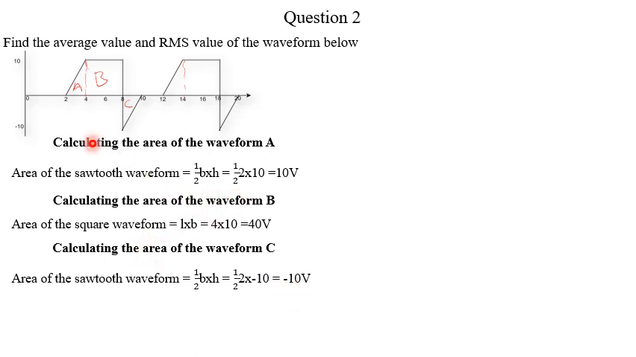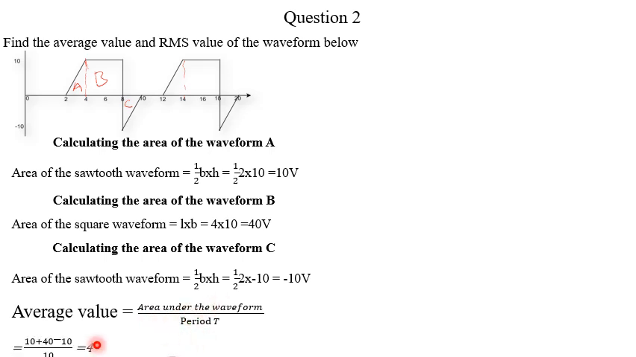To now find the total area of this waveform, you add areas A, B, and C to get our total. The average value is the area under the waveform over the period. So the area under the waveform becomes 10 plus 40 minus 10, all over 10, because this is where the total waveform ends. It started at 2 and is ending here, all over 10. So we do that, we get 4. So we get our average value as 4.